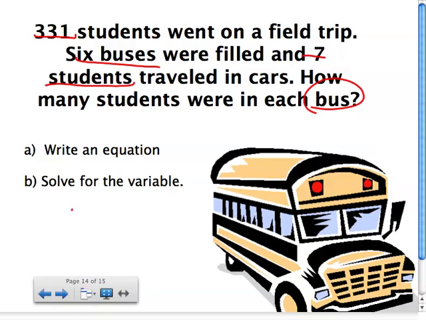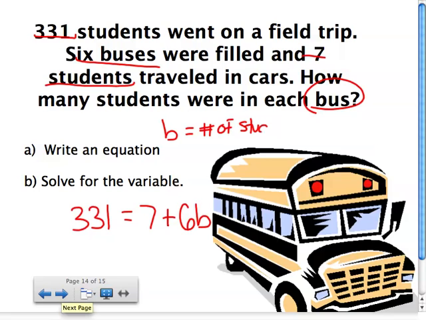We do know that 331 students went on this trip. 7 of those students drove in cars, and then the last was there were 6 buses, for the rest of the students. Okay, so B would be the number of students per bus.